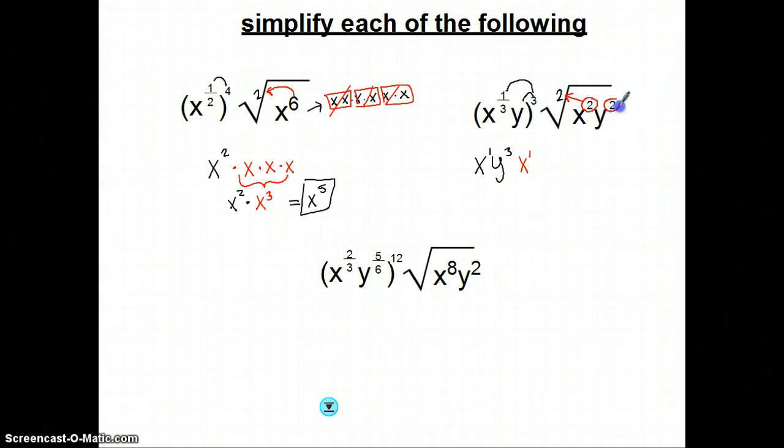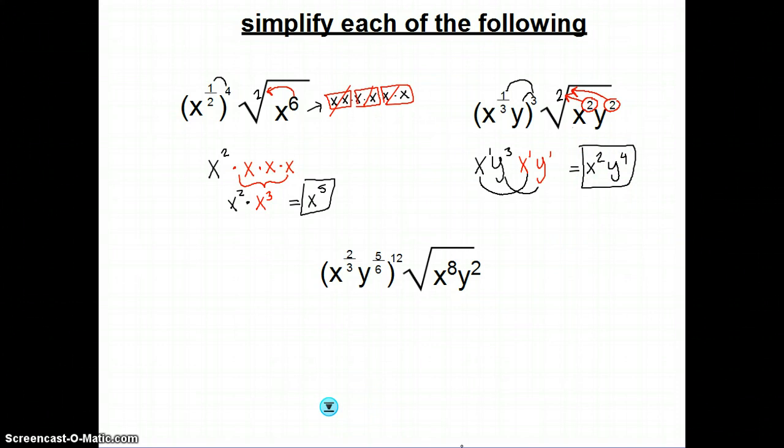For my y to the 2nd, I may divide it by the index of 2 to obtain y to the 1st, with no y's left inside my radical. If these numbers do not divide perfectly and there's a remainder, then there will be terms left inside your radical. We'll talk about this in future lessons. For now, when I divided, there was no remainder, so everything came out of the radical, and I simplify from here. I can multiply my x's together to get x to the 2nd, and y to the 3rd times y to the 1st gives me y to the 4th power.